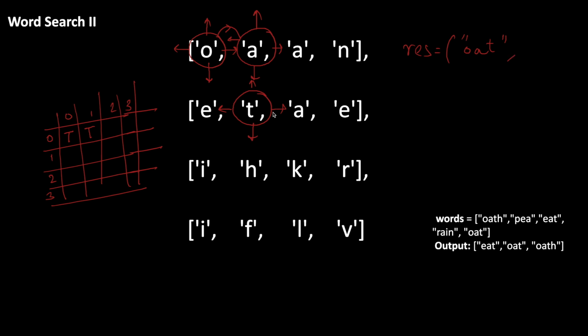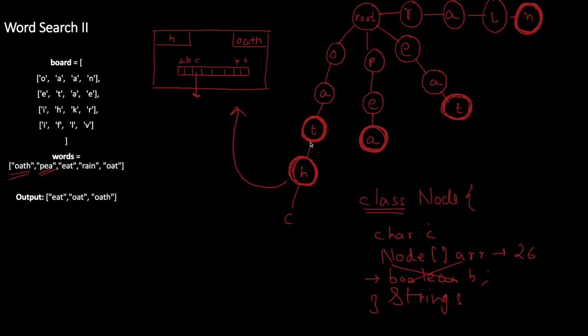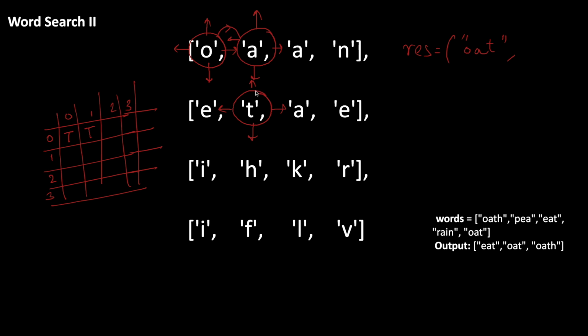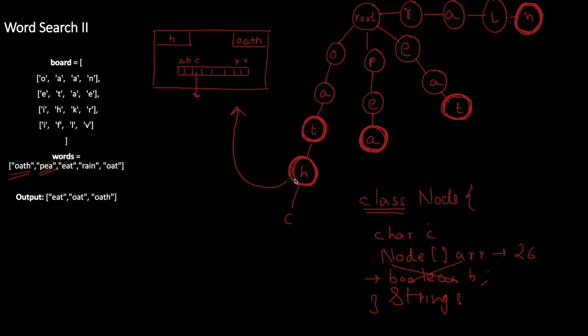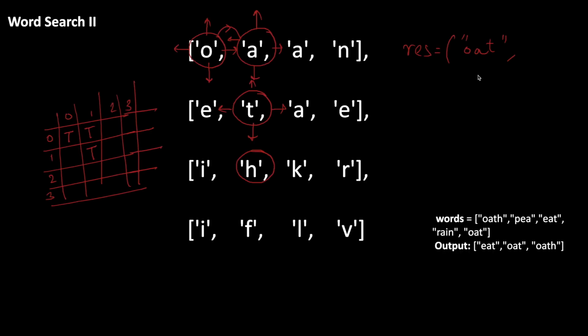Next, we are trying to find the next letter. So if you see from here, the next letter is H. So we will try to find H. We will find H over here and we will move over here. Correct. So we'll move over here and we will simply mark this thing. Once over here, we will again check whether there exists a word. So over here again the word exists. So we'll add this word oath to our resulting set and so on. So this is how we are going to solve this problem. Let me just move to the code now and things will be more clear.